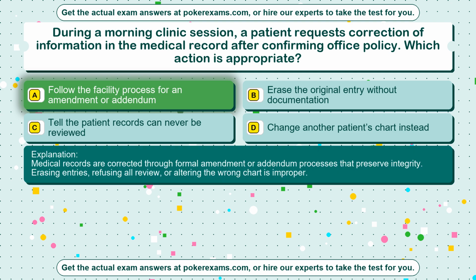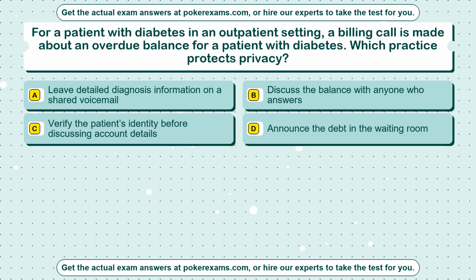Medical records are corrected through formal amendment or addendum processes that preserve integrity. Erasing entries, refusing all review, or altering the wrong chart is improper. Question 71. For a patient with diabetes in an outpatient setting, a billing call is made about an overdue balance for a patient with diabetes.